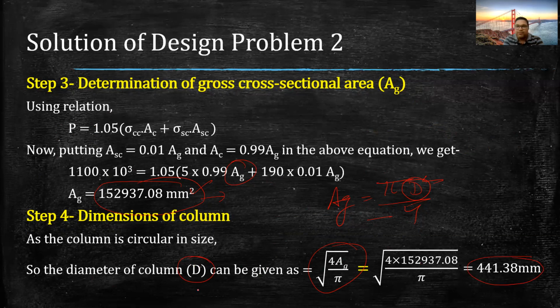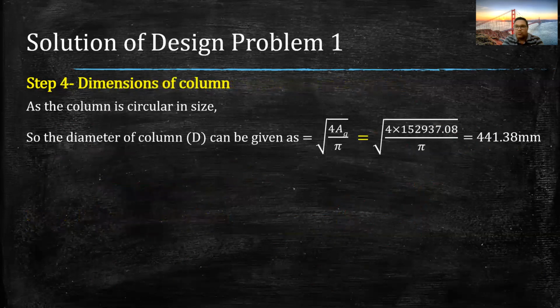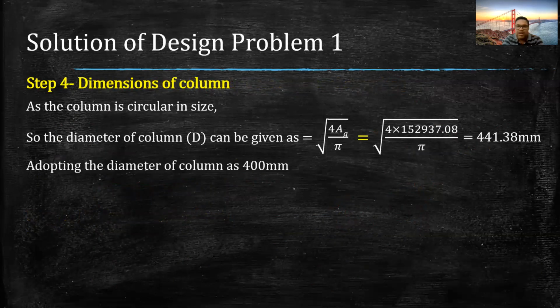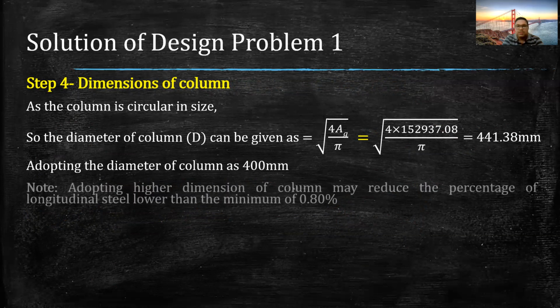Putting the value of AG as this value, we get the diameter of column as 441.38. Now we will round off this value to the lower side, and I have explained earlier why we round off the dimension of the column to the lower side: because if we round off to the higher side, then the percentage of steel may decrease and it may be less than 0.8%.